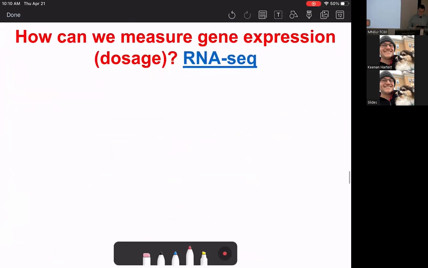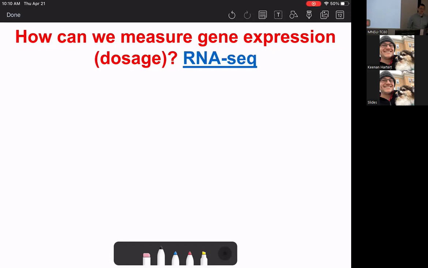This is something called RNA-seq. The basic concept is that in this case, we don't care about the DNA. We want to see how many RNA copies are out there. How high is the gene up? How much quantity is being made? This is our way of measuring dosage. Obviously, if something's silenced, it'll be zero, too. So this is also an on and off measurement.